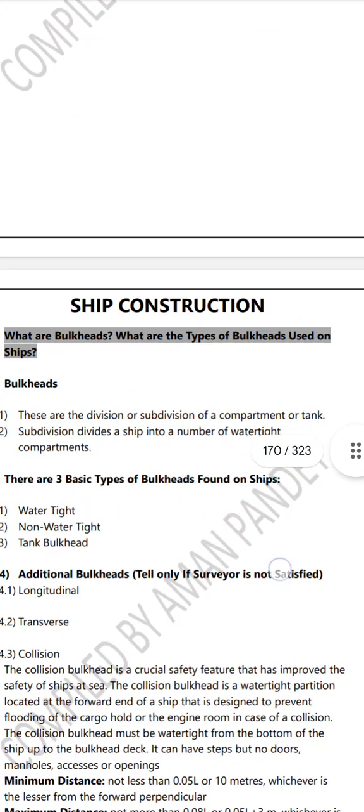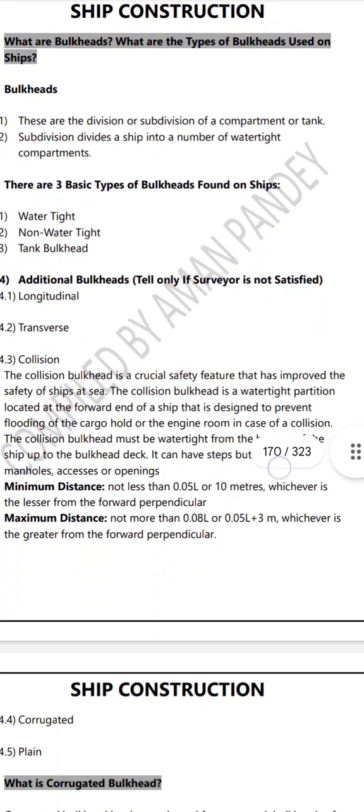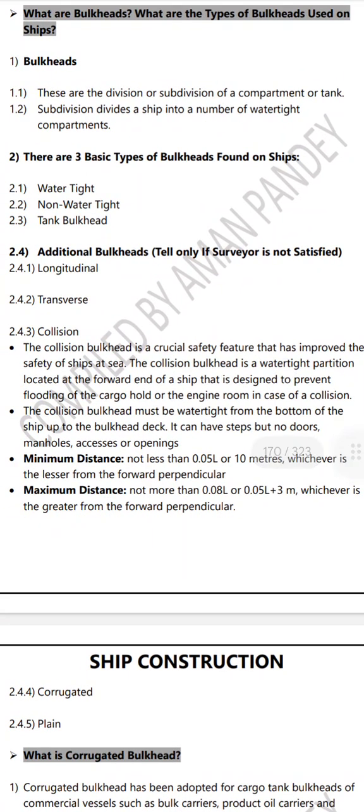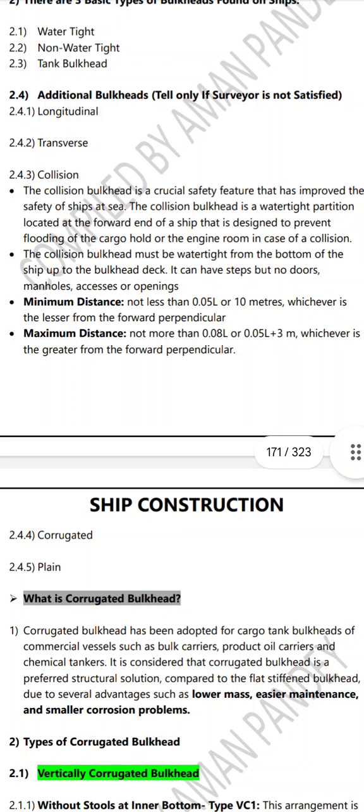Bulkheads are basically a division of a compartment or tank: watertight, non-watertight, tank bulkhead. The collision bulkhead is a crucial safety feature that has improved the safety of ships at sea. The collision bulkhead is a watertight partition located at the forward end of the ship, designed to prevent flooding of the cargo hold or engine room.